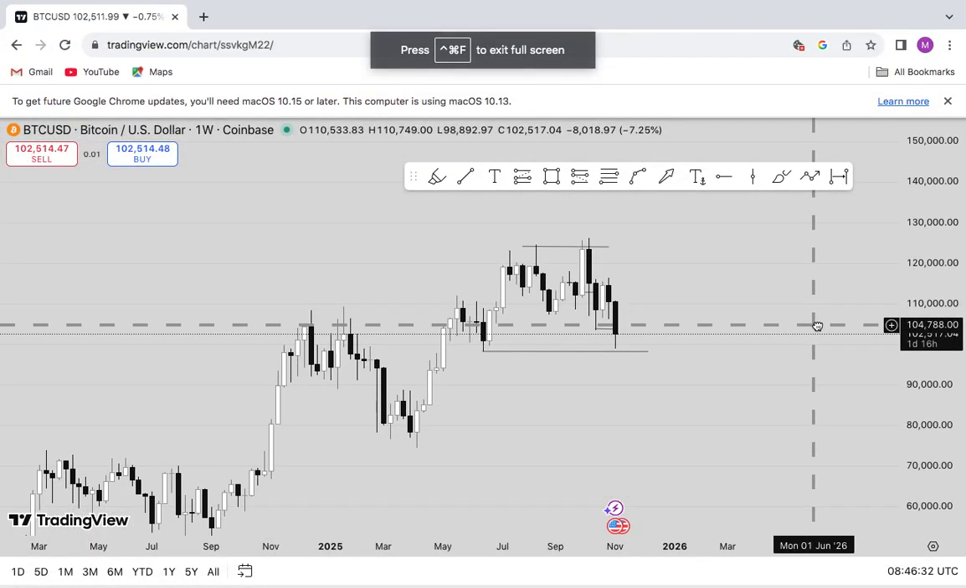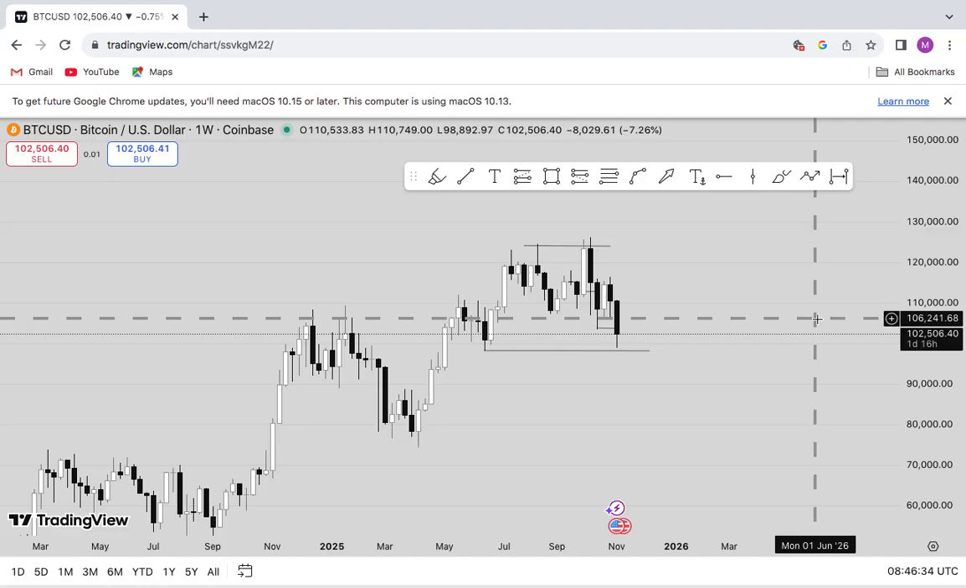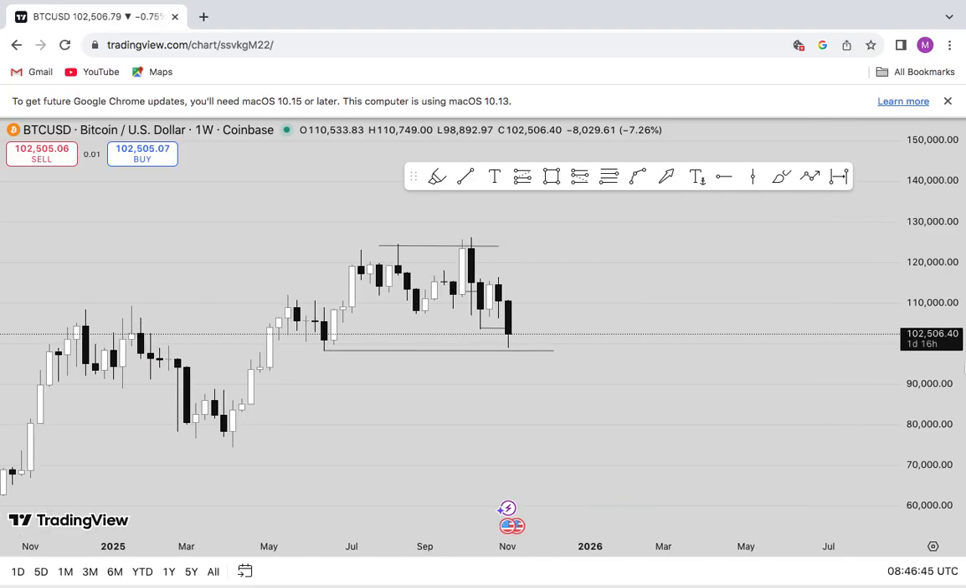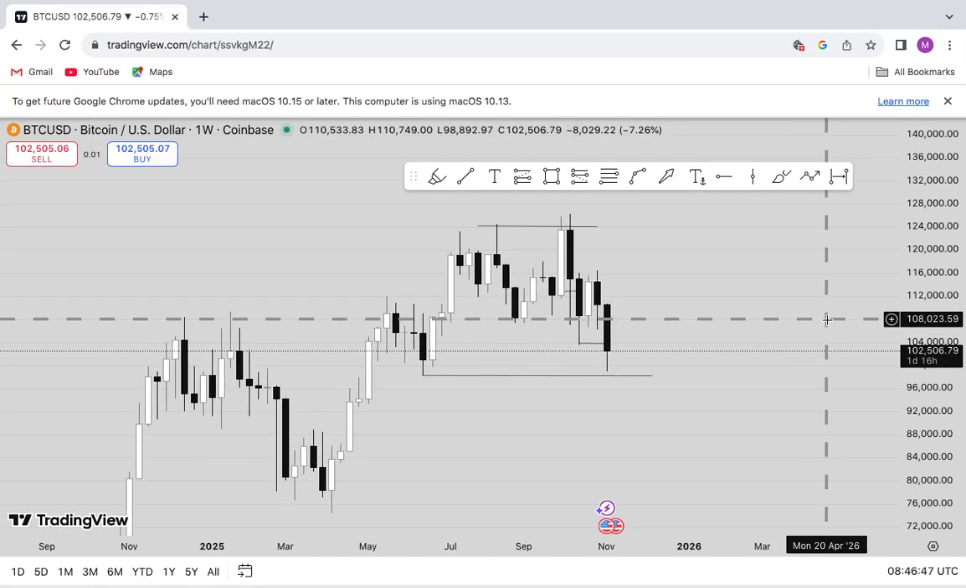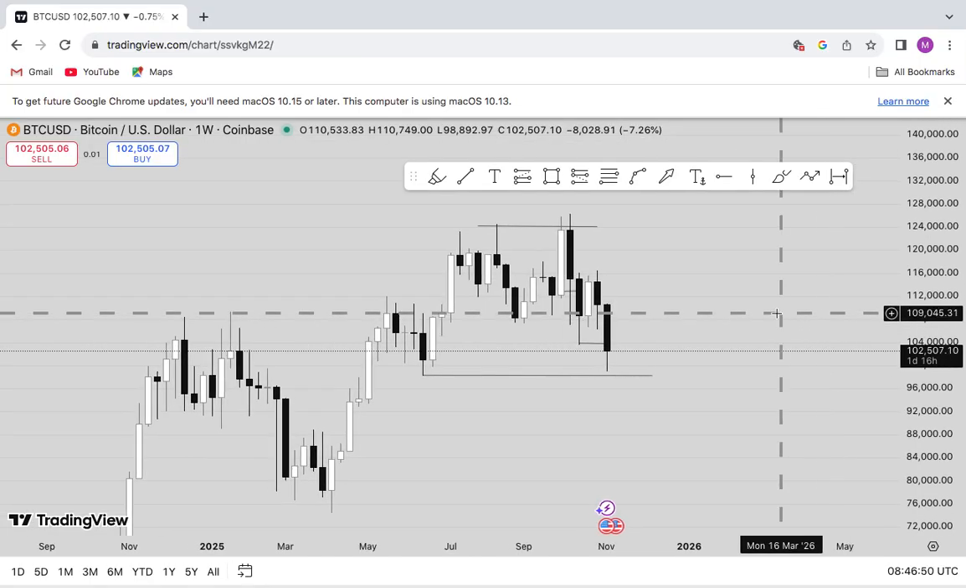So I want us to have a weekly lookout on BTC. Yeah, this is BTC. I want us to have a weekly lookout. So if you have anything, take out the distractions, get yourself a cup of tea, a cup of coffee, or snacks, and stay focused. So here we have BTC.